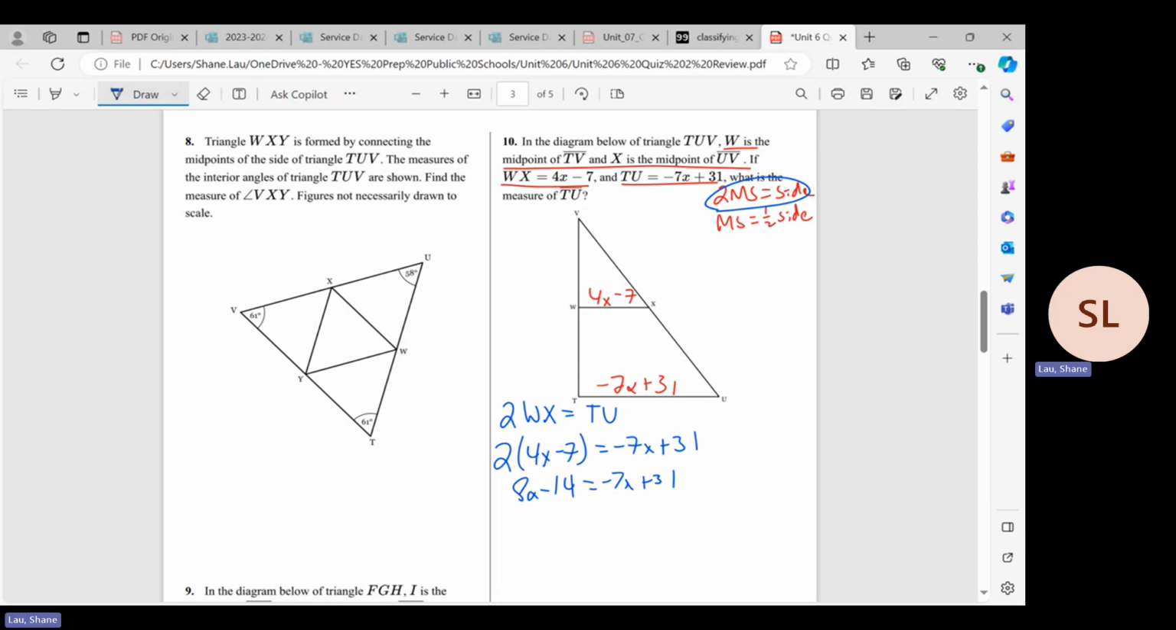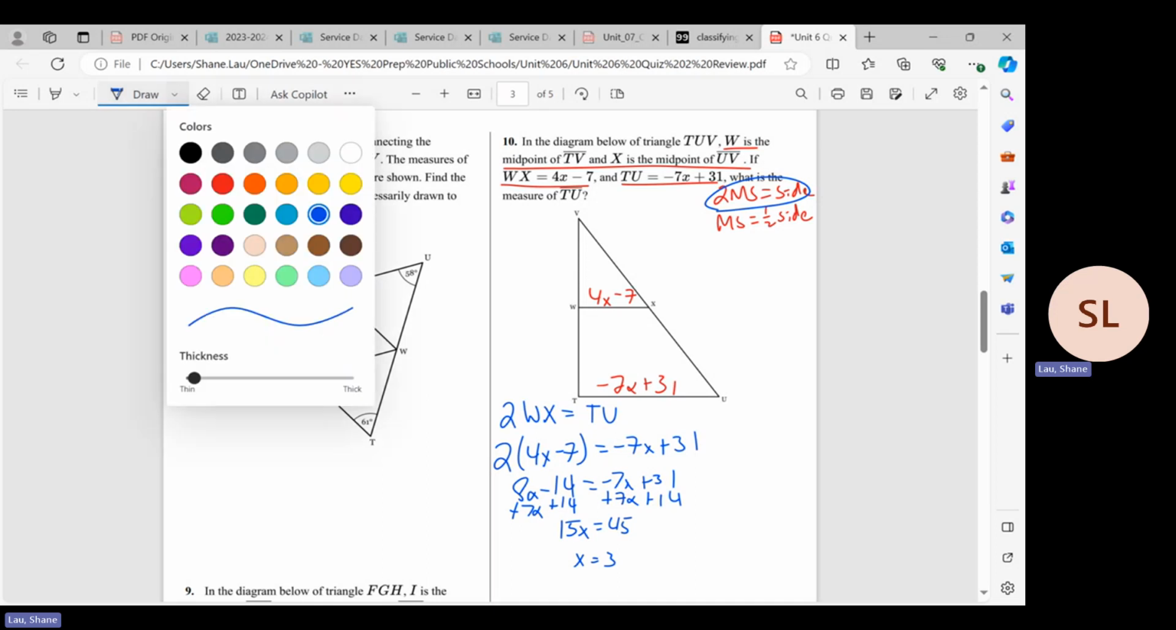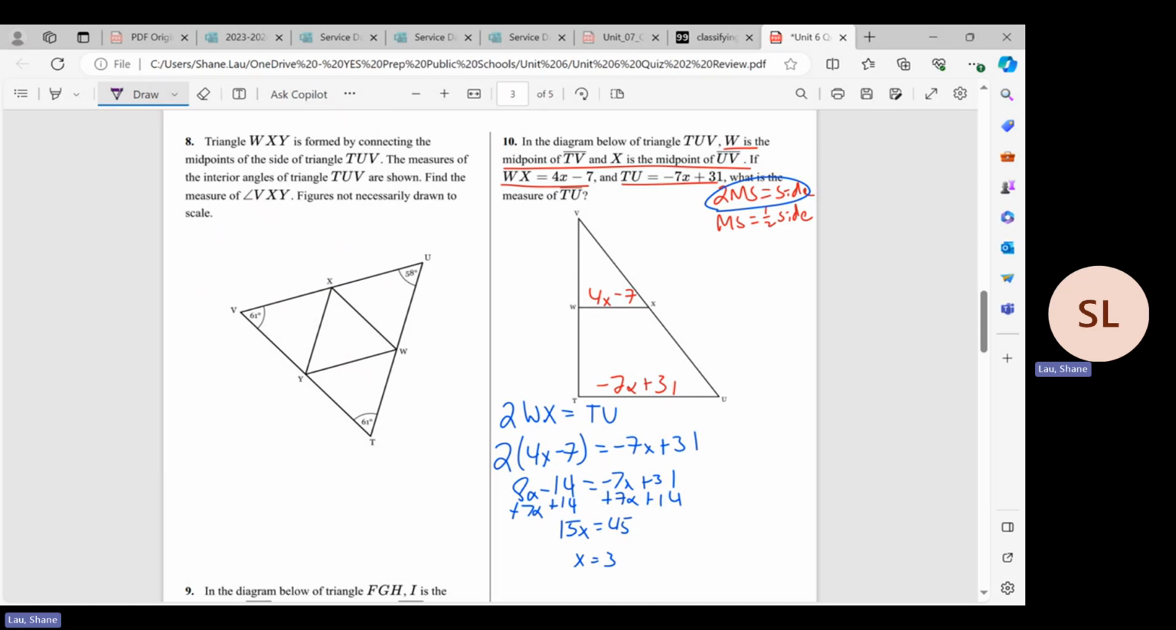Move all the x's onto one side, and all the numbers onto the other side. I went right to left with my x's, and then pushed all my numbers to the right side. We get 15x equals 45. Then we get x equals 3, because we divide both sides by 15. But remember, we're not looking for x equals 3. We're looking for TU. So just plug it right back in. Negative 7 times 3 is negative 21, plus 31 equals 10. Therefore, TU must equal 10.